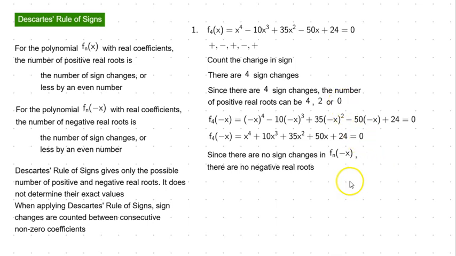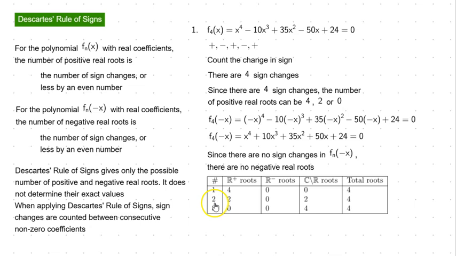If it is 0, then you will have 2 pairs of non-real complex conjugates. Actually, if we write it in a table form, it becomes much more clear. So these are the possibilities.